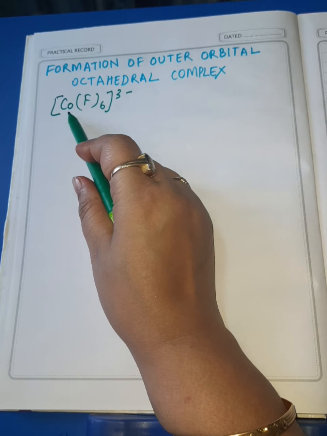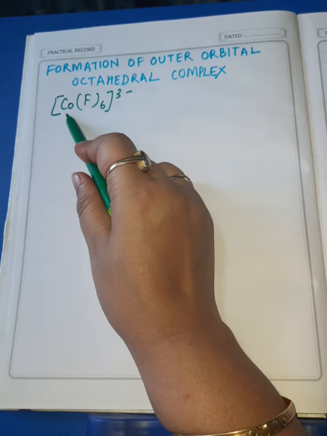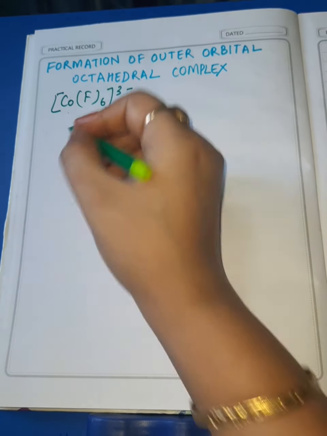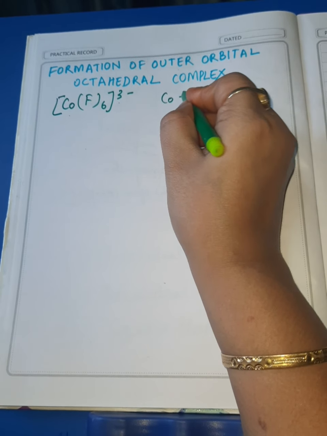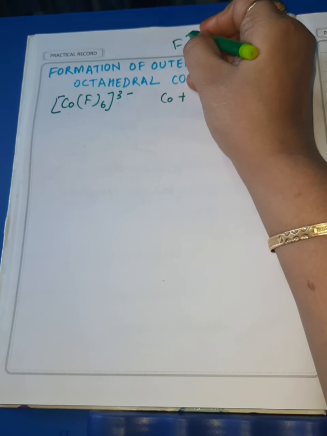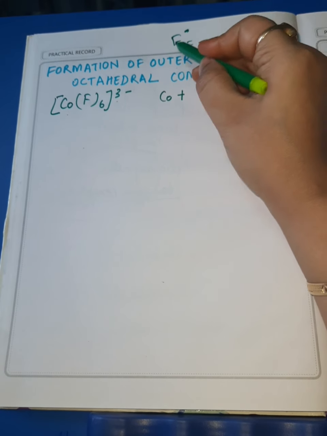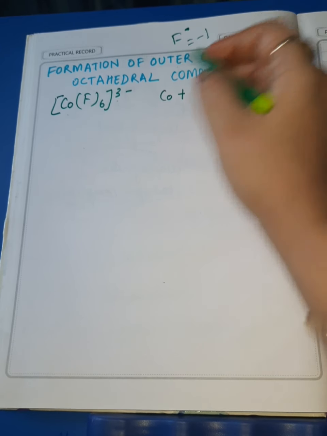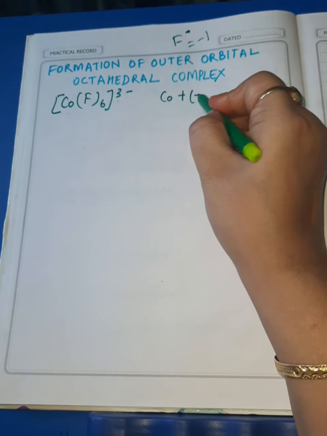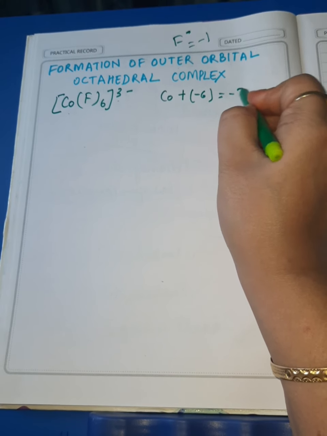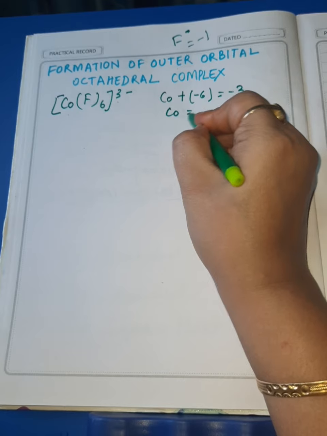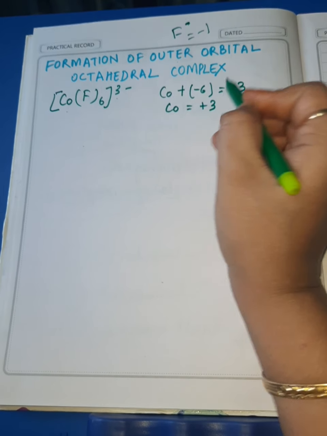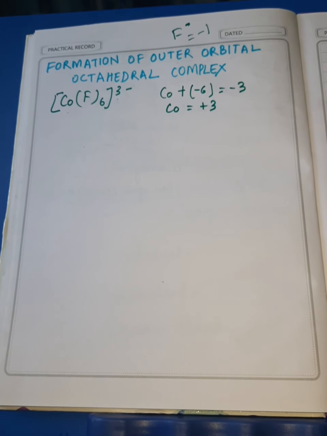hexafluoridocobaltate. What is the oxidation number of cobalt? Let us calculate. Cobalt's oxidation number we need to know, plus F minus. So oxidation number of fluorido is -1. They are 6 in number, so I can write -6 equals -3, the total charge. So cobalt's oxidation number becomes +3. That means cobalt forms this complex in its +3 oxidation state.